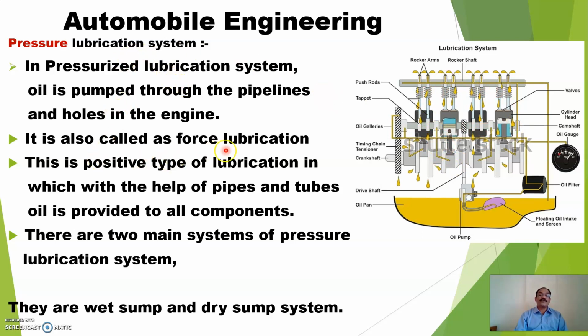It is also called forced lubrication because we are forcefully moving the oil. This is a positive type of lubrication, a guaranteed type, because the oil will reach the particular point with the help of pipes and is provided to all components. There are two main systems of pressure lubrication: wet sump and dry sump. We'll discuss these two systems in the next lecture.